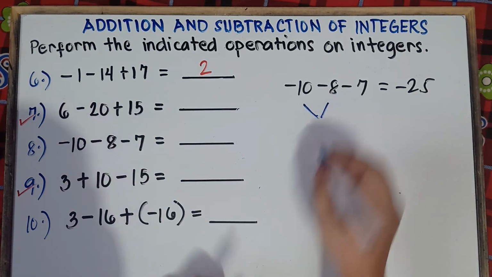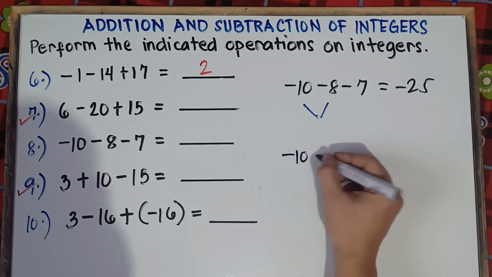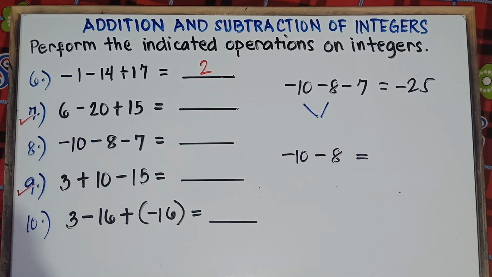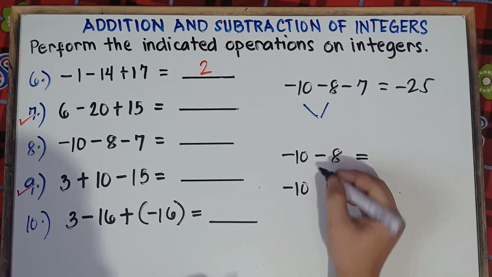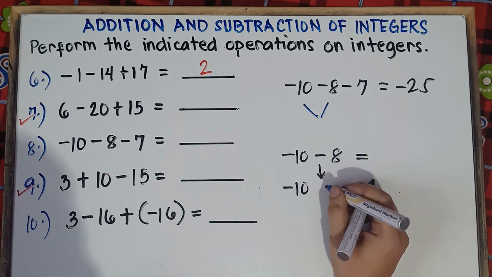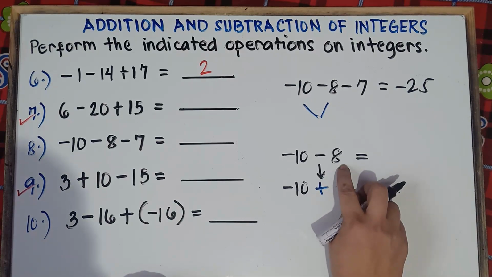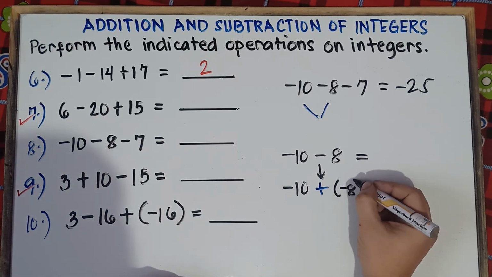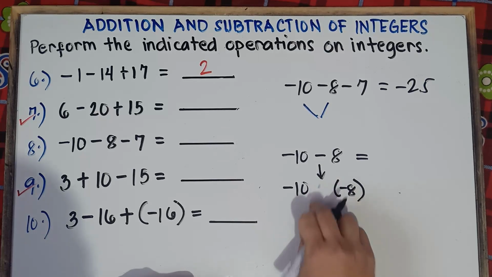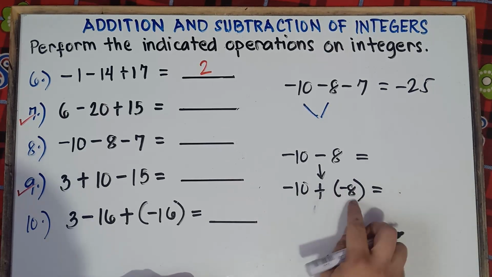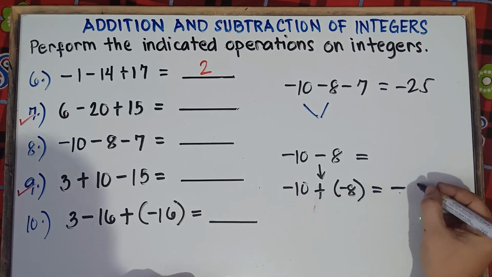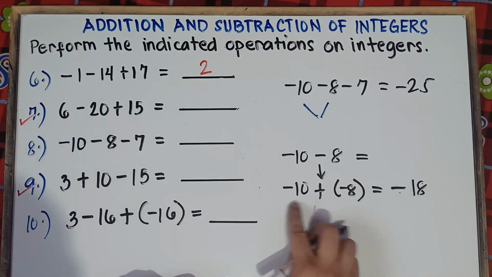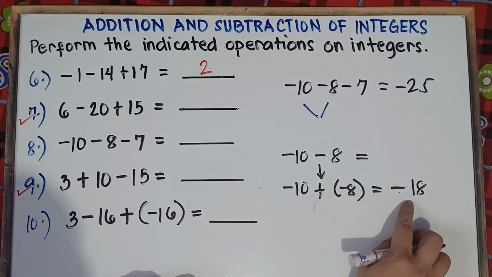Negative 10 minus 8. Okay, once again, rules in subtraction. Copy first, negative 10. This minus sign, you change into a plus sign. And then this 8, you change to its opposite. This is positive 8, it will be negative 8. Alright, and then rules in addition. If they have the same sign, simply copy the sign and then add the numbers. 10 plus 8, that would be 18. So therefore, negative 10 plus negative 8, the answer is negative 18.